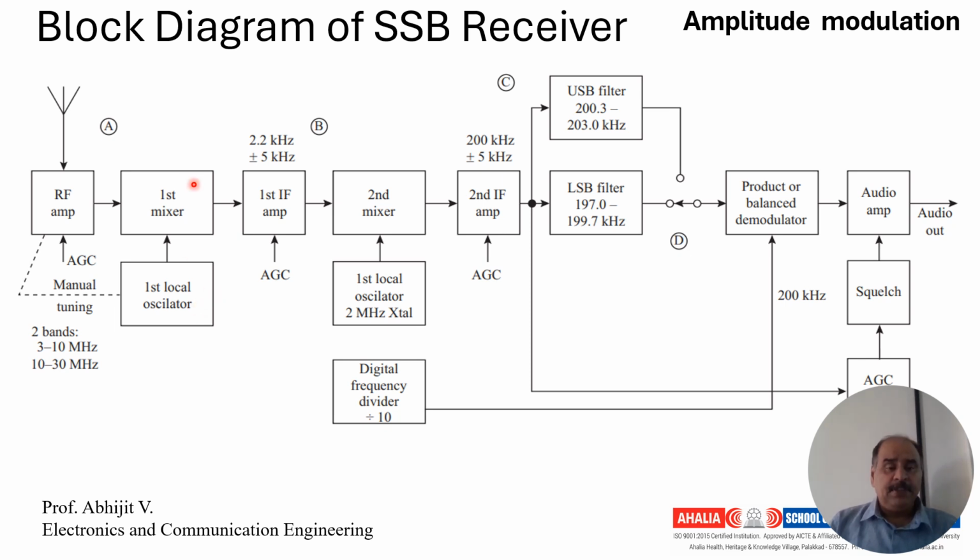Then you have a mixer with an oscillator which generates a signal. Then you have the first IF, intermediate frequency amplifier. We'll see in future sessions in detail about IF amplifiers. And then you have another mixer with the same system. We have an oscillator also. Then you amplify the signal again. Then using upper sideband filters for upper sideband and for lower sideband, we have a separate one. This is given to the product or the balance modulator from where you get the output signal. We take a feedback of the signal and then we proceed with the automatic gain control. From here you get the audio output.